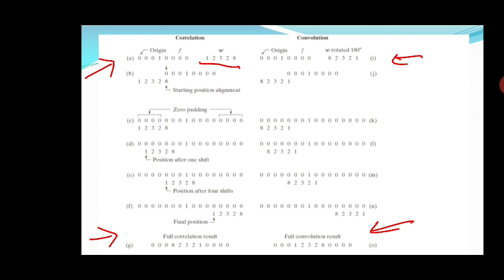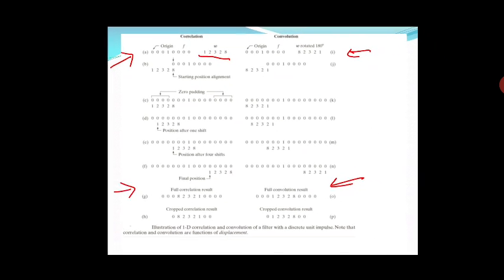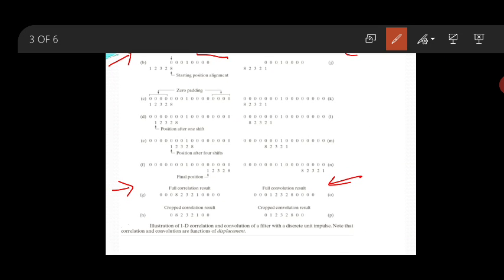The values are 1, 2, 3, 2, 8. After flipping, you get 8, 2, 3, 2, 1, which means you have to write it in reverse. When you write it in reverse, you again perform the same steps you performed here. Look at this.